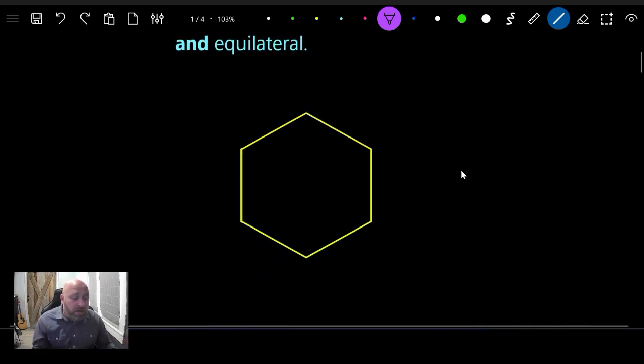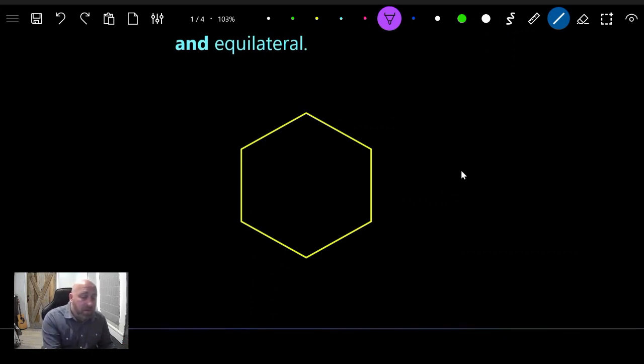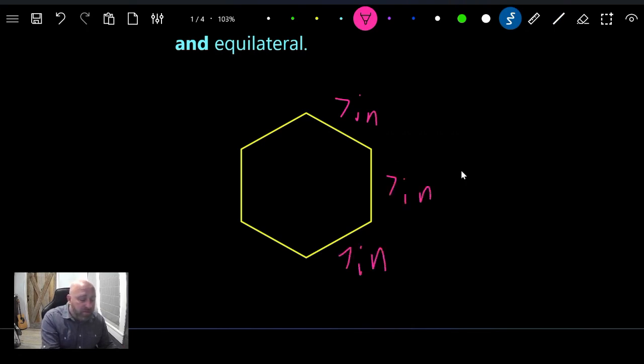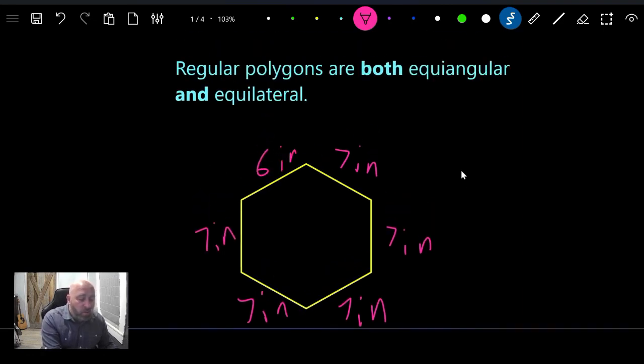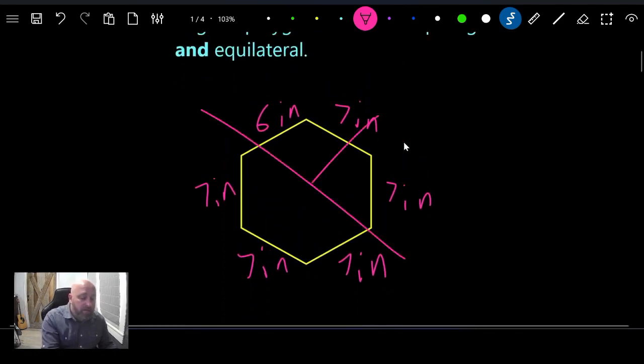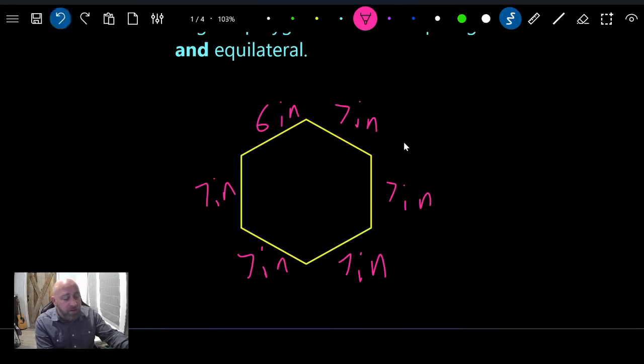So let's go ahead and look at this. This is a six-sided shape. This is a hexagon. We could write whatever. Let's say that this is 7 inches, and so all of these have to be 7 inches, every single one of them. If one of them is not 7 inches, if this one's 6 inches, then the whole thing is messed up. Then this is not a regular polygon, okay? So that does not fit the criteria.